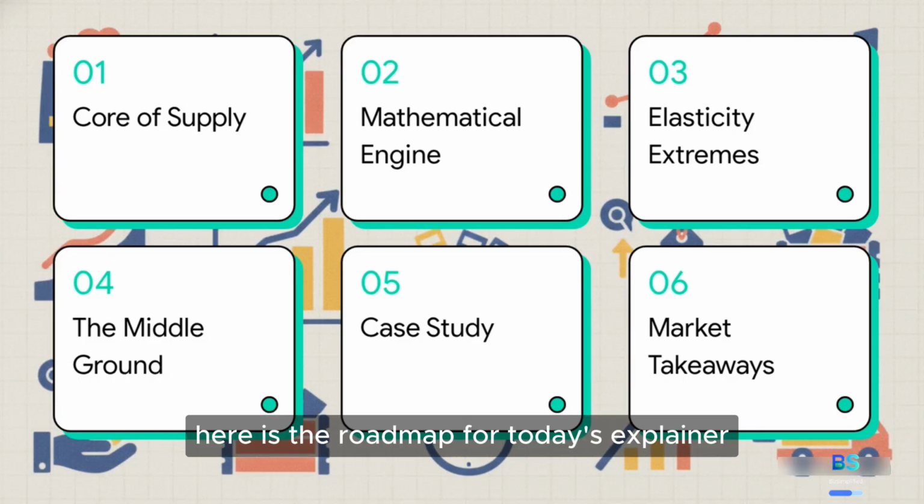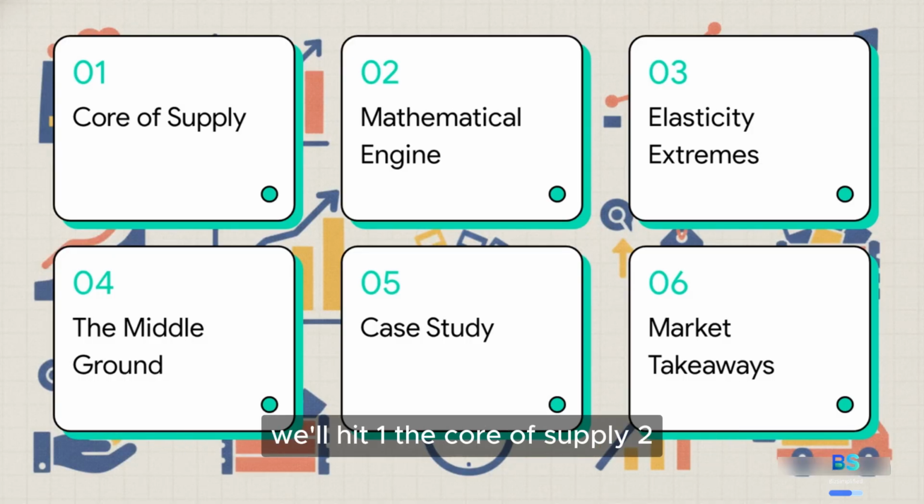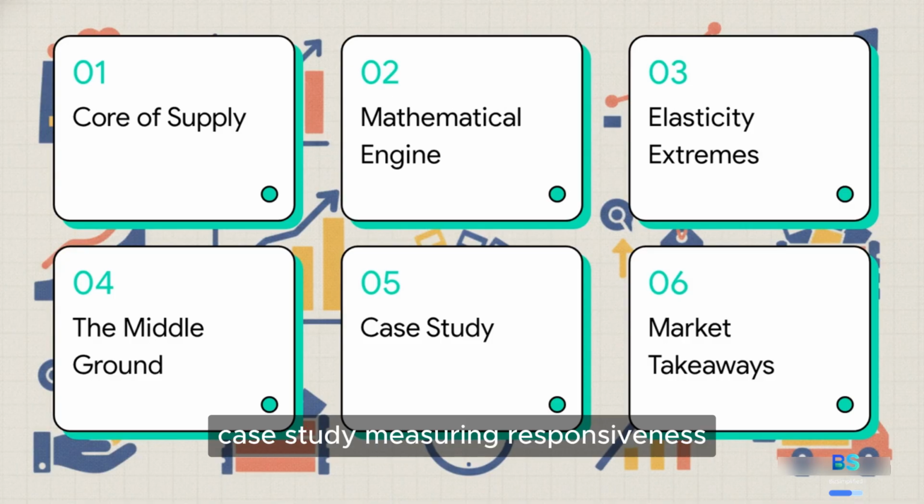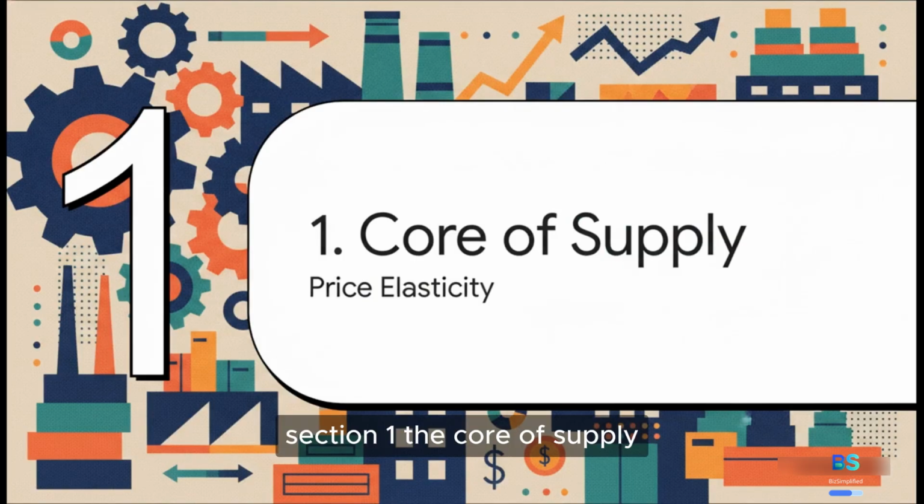Here is the roadmap for today's explainer. We'll hit 1. The core of supply, 2. The mathematical engine, 3. The extremes of elasticity, 4. Navigating the middle ground, 5. Case study measuring responsiveness, and 6. Market structure takeaways.